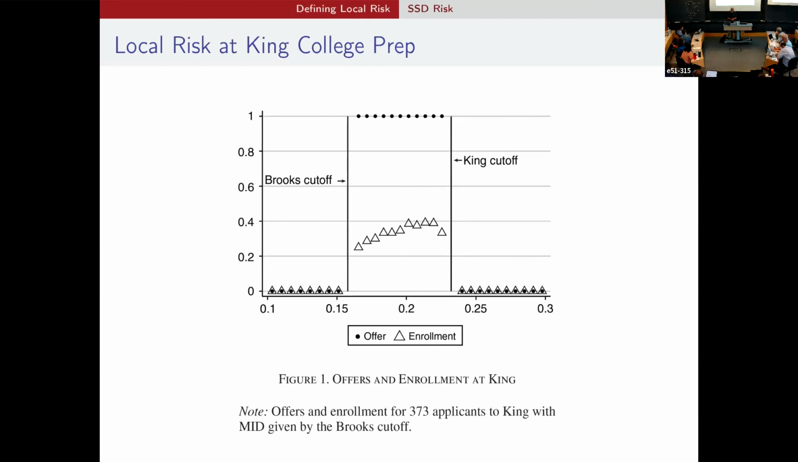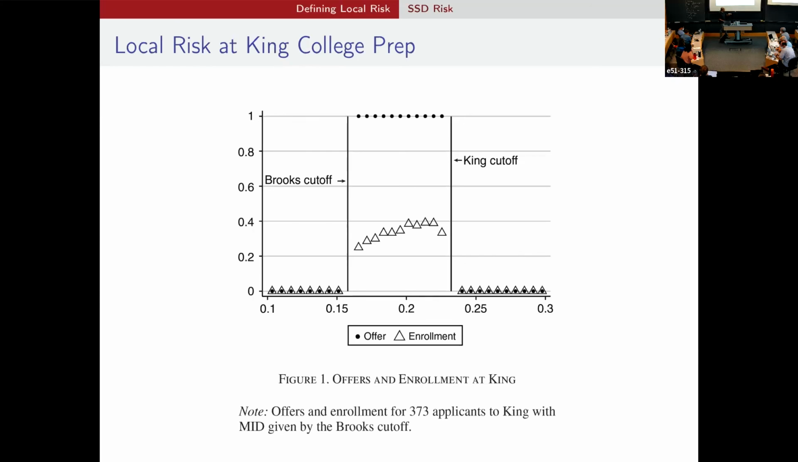You can see that here by looking at the applicants to King who also applied to Brooks. Now the Brooks cutoff, Brooks is more selective than King, is to the left of the King cutoff. It's about at 0.16. And what you see is people get offers at Brooks to the left of the King cutoff until they get to the Brooks cutoff. When you get to the left of the Brooks cutoff, you no longer get an offer at King. Why is that? You get an offer at Brooks, right?